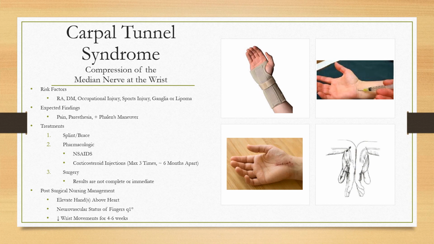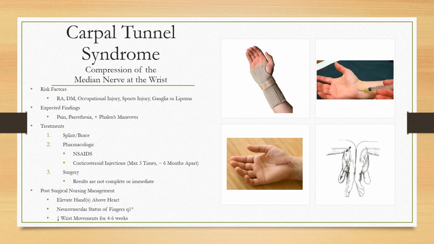Now let's look at some treatments for this. What can we do for carpal tunnel syndrome? Well, we can splint them so that they can't bend their wrist. Okay, that's going to help because they're not doing that repetitive flexion and extension with whatever activity they're doing. So that's going to help. We can give them some non-steroidal anti-inflammatories to try and reduce some of the swelling in the carpal tunnel.